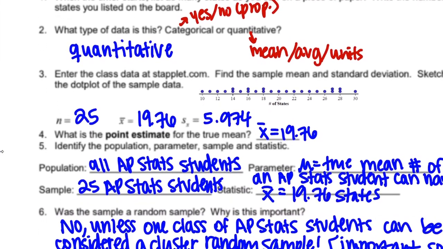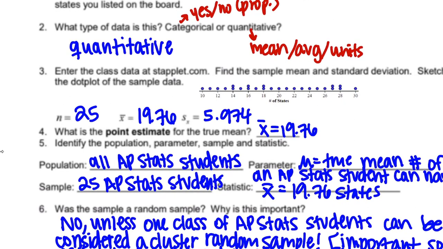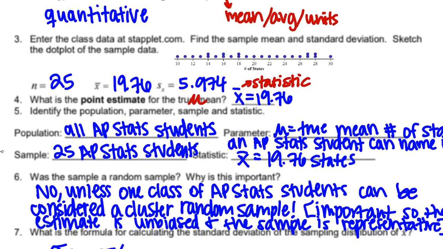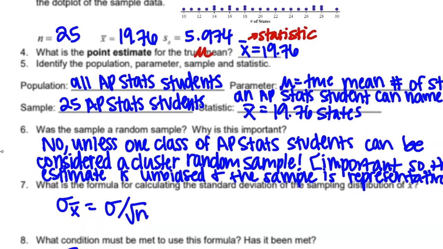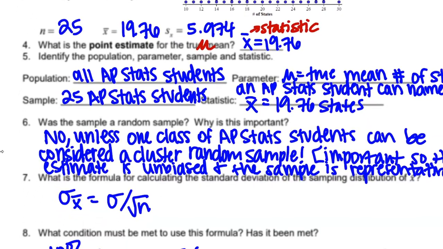Number 4, point estimate. Remember that the true mean is mu, so the point estimate is the statistic or the sample mean. And then hopefully, we know parameter is mu, statistic is x bar.